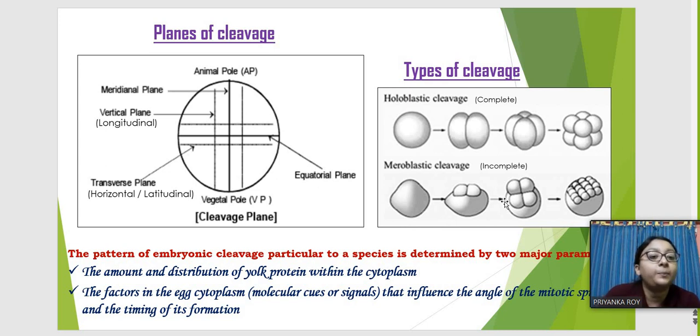But whenever there is a presence of yolk, only the cellular part gets divided and the yolk part remains unaffected, and it only provides nutrition to the cells. Therefore this type of cleavage is called incomplete cleavage or meroblastic cleavage. And according to the planes of division, there can be different planes. This is the equatorial plane. Just like in geography we have learned about the equator and the latitudes and longitudes, the same goes here also. There is the equator, and parallel to the equatorial plane, these planes are called latitudinal planes or horizontal or transverse planes.